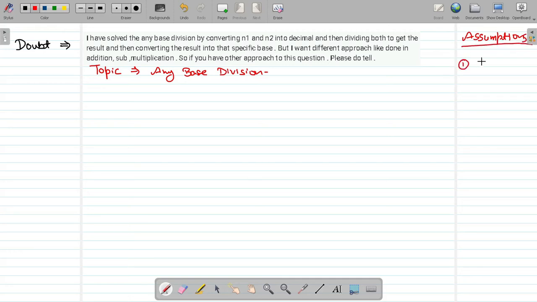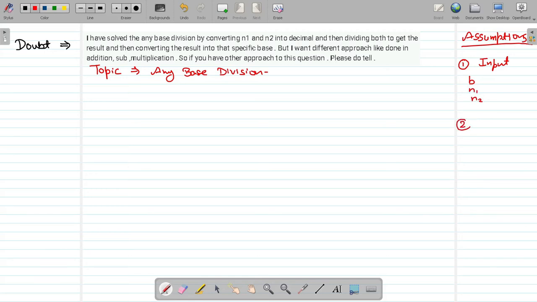So first assumption is on input. What will be the input format? I am keeping it same as of any base multiplication question. We had three inputs: base, n1 and n2. n1 and n2 were in base b.